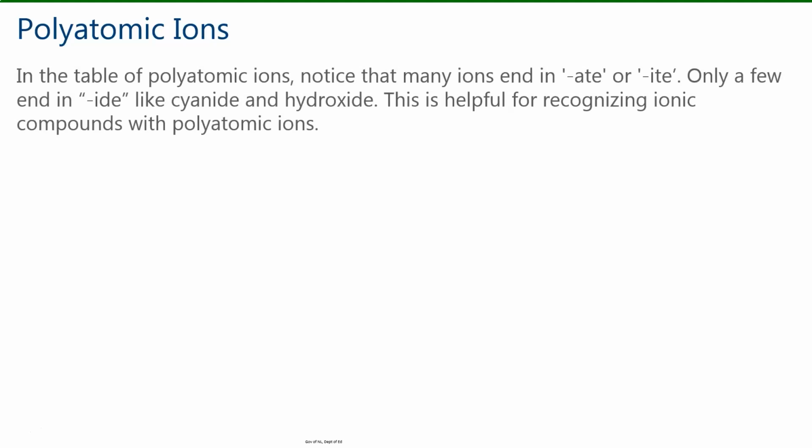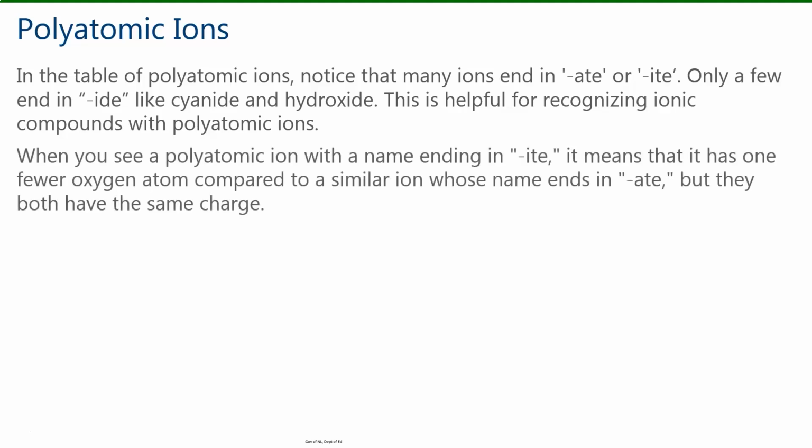In the table of polyatomic ions, you may notice that many of the ions end in ate or ite. Only a few end in ide, like cyanide and hydroxide. This is helpful for recognizing ionic compounds with polyatomic ions. When you see a polyatomic ion with a name ending in ite, it means that it has 1 fewer oxygen atoms compared to a similar ion whose name ends in ate, but they both have the same charge.